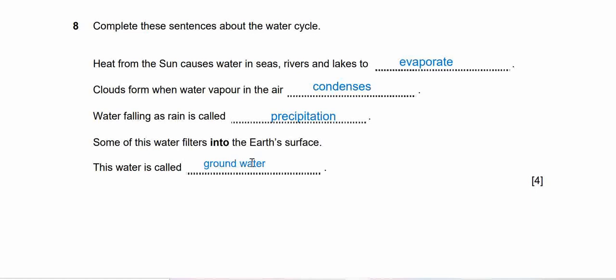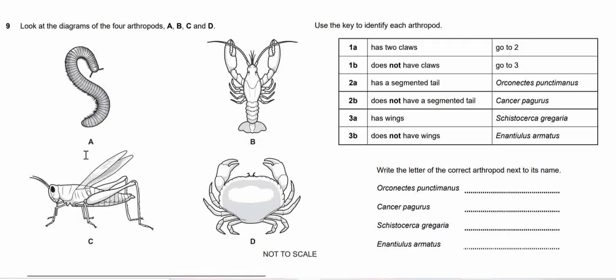Alright, let's move on. Here we go. Question 9. Look at the diagrams of 4 arthropods A, B, C, D. Use the key to identify each arthropod. 1A has 2 claws. Go to 2. 1B does not have claws. Go to 3. 2A has a segmented tail.